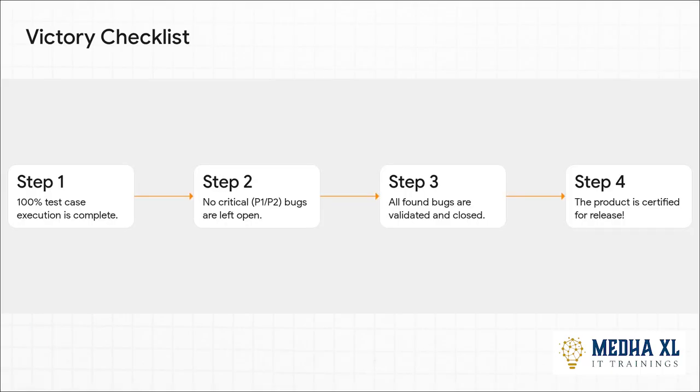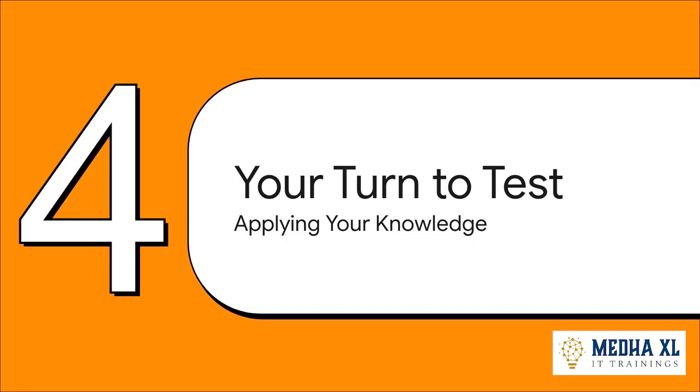So how do you know when the quest is actually over? Well, it's not done until you can tick every single box on this victory checklist. That means 100% of the tests have been run. And this is the big one, there are absolutely no critical bugs left. The show-stopping kind that would make the app crash. Once every bug is fixed, checked, and closed out, only then can the team give it the green light and certify it for release.